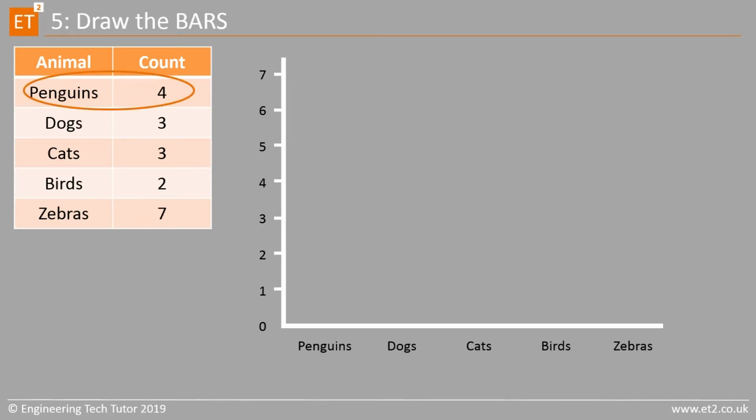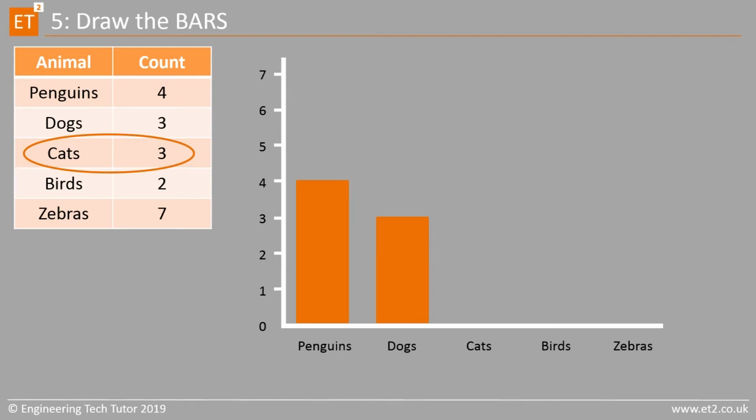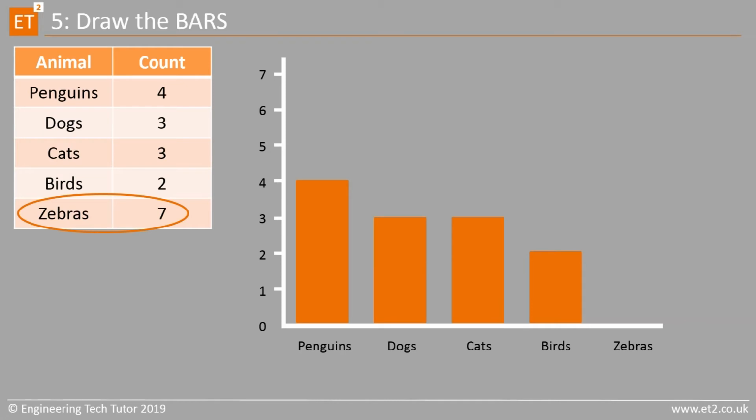The first bar we draw is for penguins. It starts from 0 and reaches the number 4. It sits directly over the name penguins. The next bar we draw is for dogs. This time we draw a bar that goes from 0 to 3 because we only counted 3 dogs. Next we do cats. Again, this time we draw a bar from 0 to 3. For birds we only counted 2, so this time we draw a shorter bar over the name birds. And finally we draw our last bar, which is our tallest at 7.